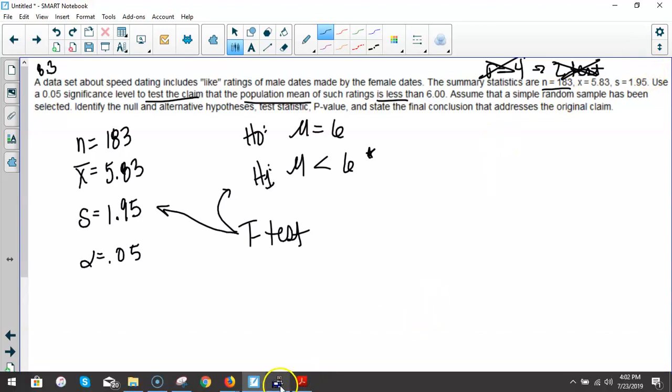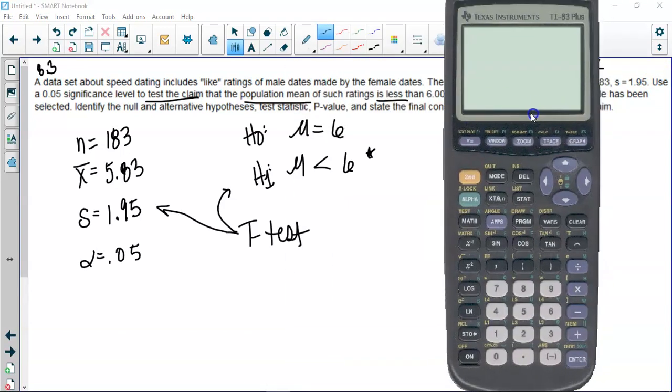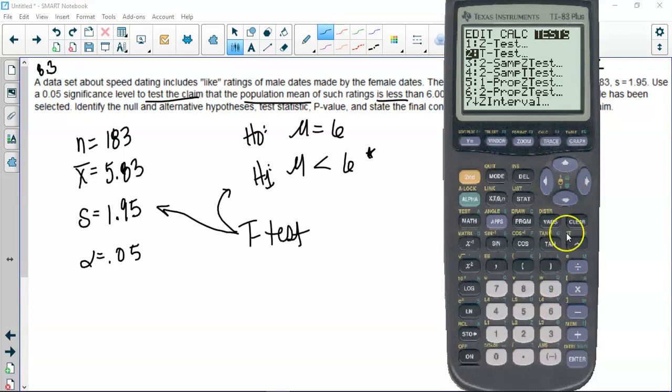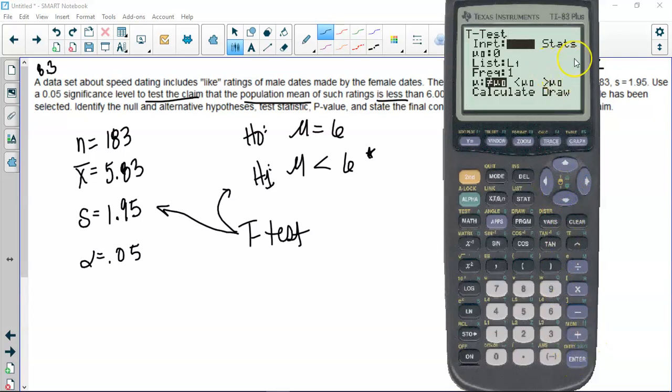Now the t-test screen looks a little bit different than the population proportion one. It's still under stat, and it's still under tests, and it's the second one right here. And you see you have two options. You got data and you got stats. Data is when they give you a list of data, and we'll do that next. Right now, we have the stats. So I'm going to click over Blinky and hit enter so it looks a little different.